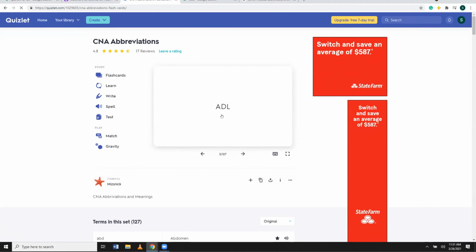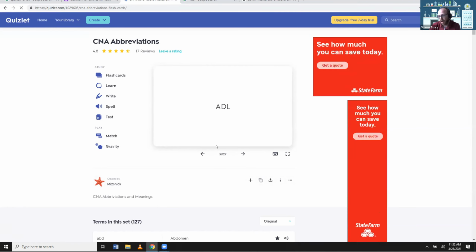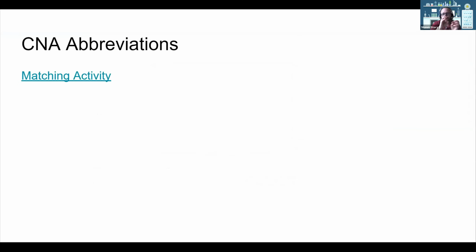Adult daily living? Yes, the activities of daily living. So this is all 107 of them too. So that's another resource that you ladies have. I've given you 3 different ways to study. We have a video where you can hear them. We have a matching activity that you can actually do with tactile, or you can go to all those digital flashcards and get a whole list of them in alphabetical order.